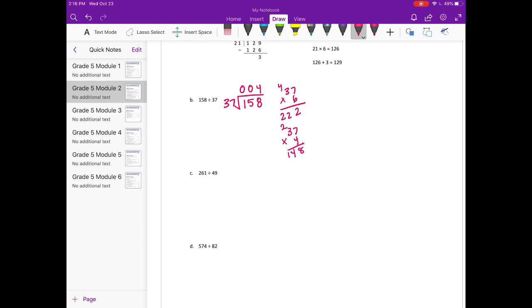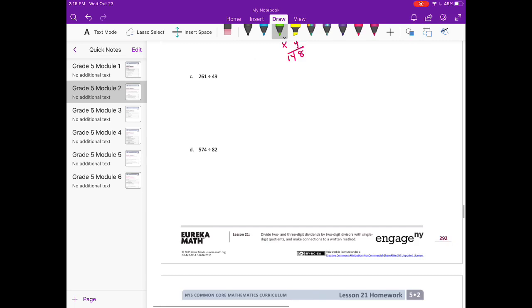4 times 37 is 148. Subtract, we get 10 as a remainder. There's nothing to bring down, so we have 4, remainder 10. And then our check would be 37 times 4 is equal to 148, and 148 plus 10 is equal to 158.